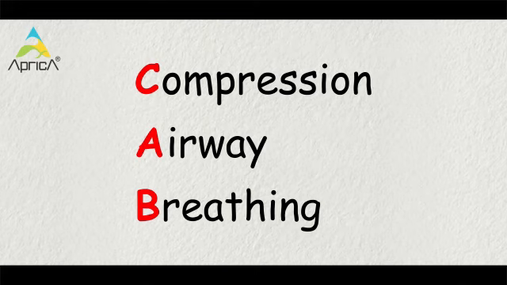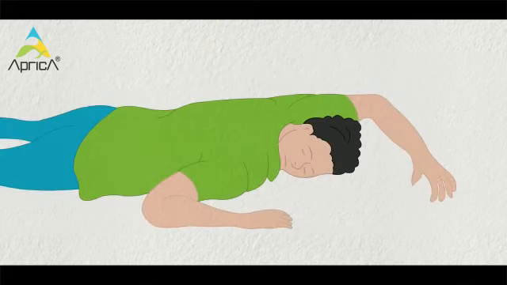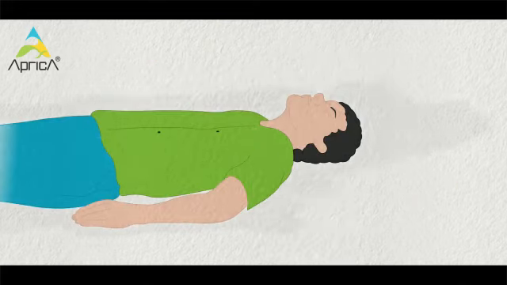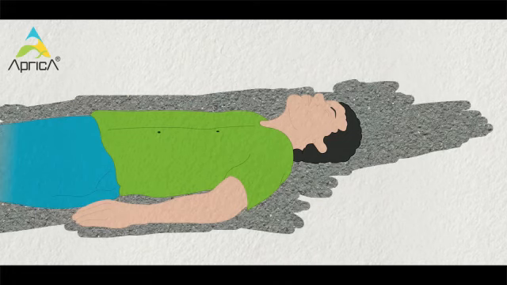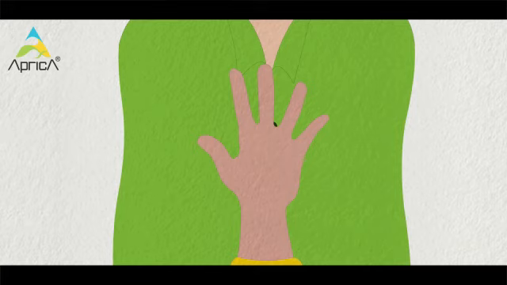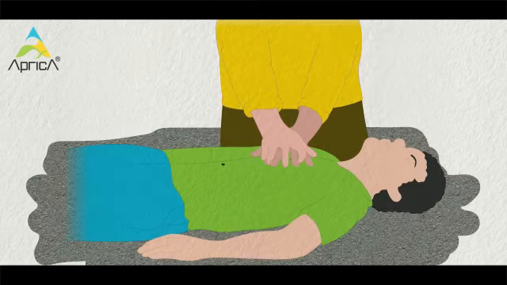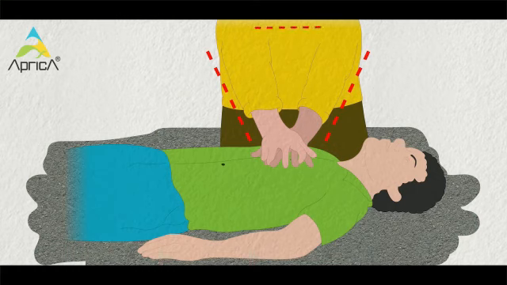To perform the steps of CPR, start by putting the person on his or her back on a firm surface. Kneel next to the person's neck and shoulders. Place the heel of one hand over the center of person's chest. Place your other hand on top of the first hand and lock the fingers. Keep your elbows straight and position your shoulders directly above your hands.